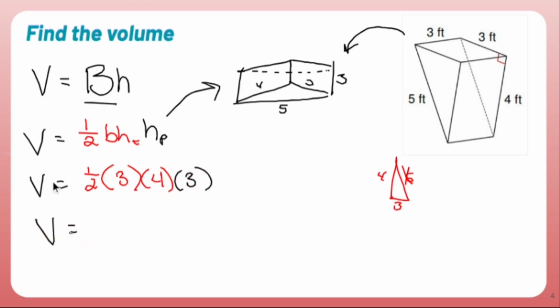So I should be able to do this in my head. 1/2 of 3 times 4 is going to be 1/2 of 12, which is 6, and 6 times 3 is 18. That's supposed to be an 8.